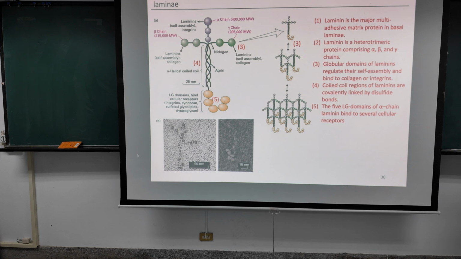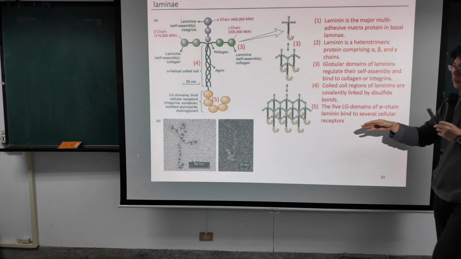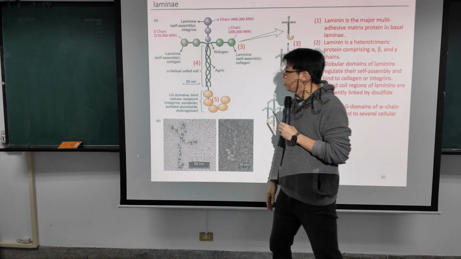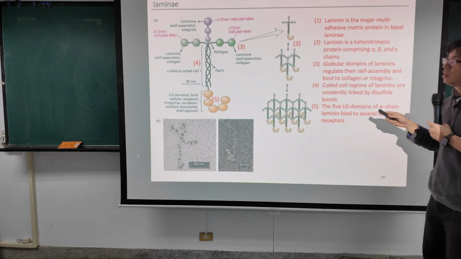Okay, for laminin, under the microscope you will see this cross shape. They have three polypeptide chains.